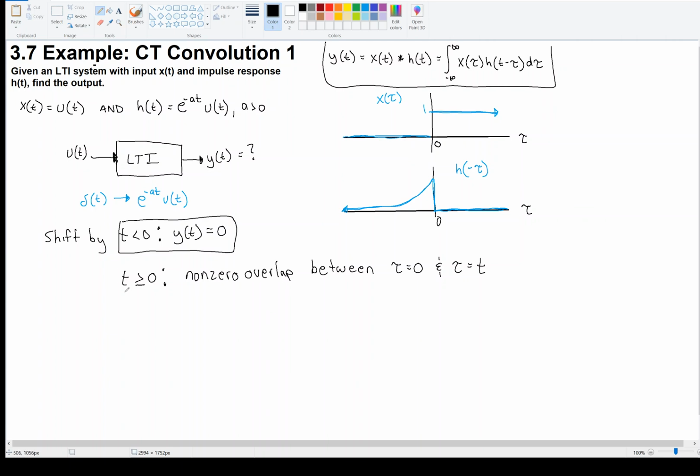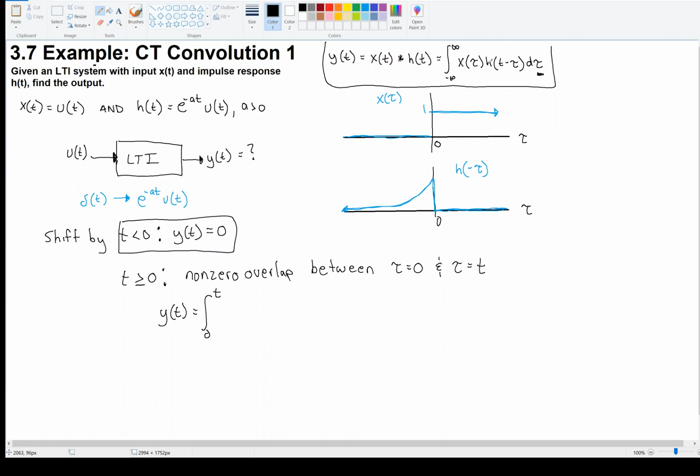Okay, so for this range of t, the output is this integral, but I'm not going to integrate from minus infinity to infinity. I only need the non-zero part of this, because it's the non-zero area that contributes to the integral. So I'm going to integrate with my bounds, right? This is with respect to tau, and so tau goes from 0 to t.